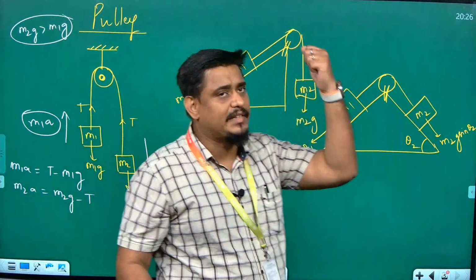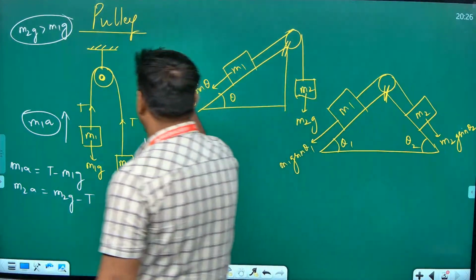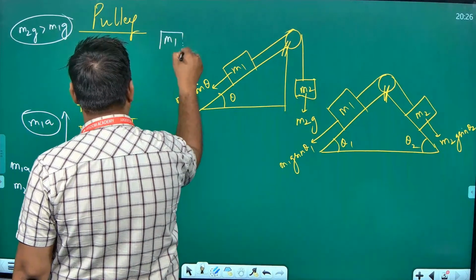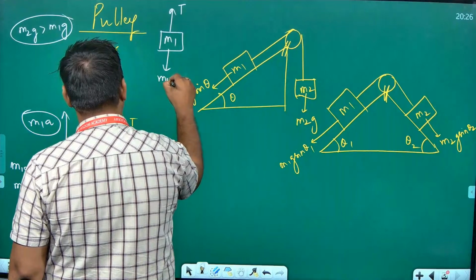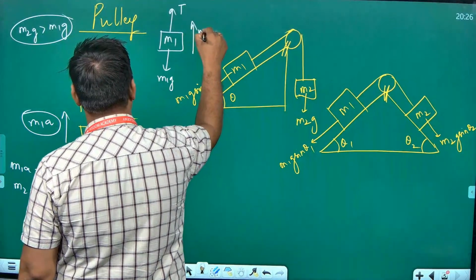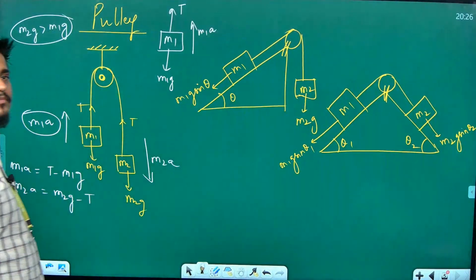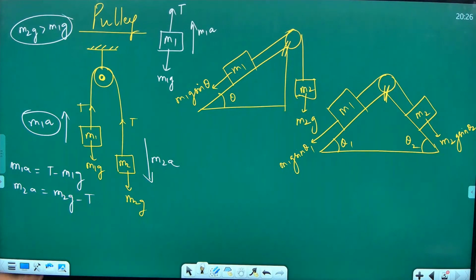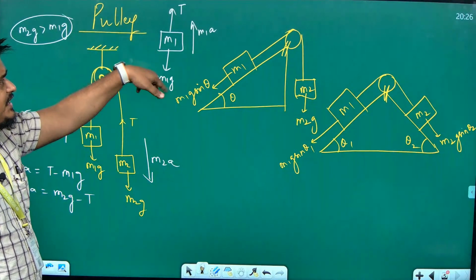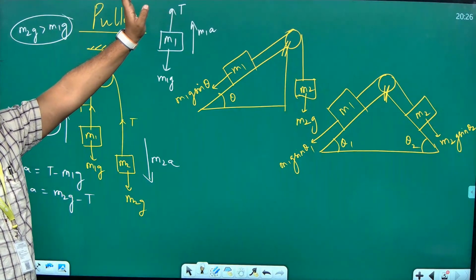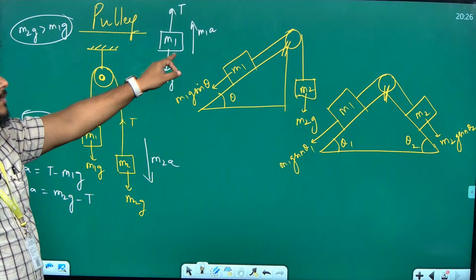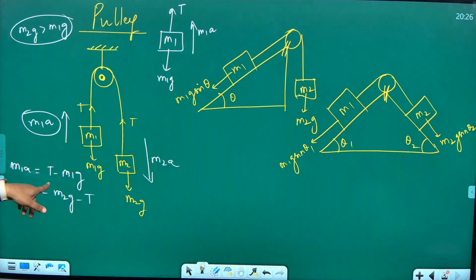There are two forces acting. If I do it separately, you will maybe understand. I am drawing m1. On m1, upwards is tension, downwards m1g, and the net force is upwards, how much? m1a. Now, if T is more than m1g, only then can the net force act in the upward direction. Right, manager? That's why I am writing m1a is equal to T minus m1g. Understanding?